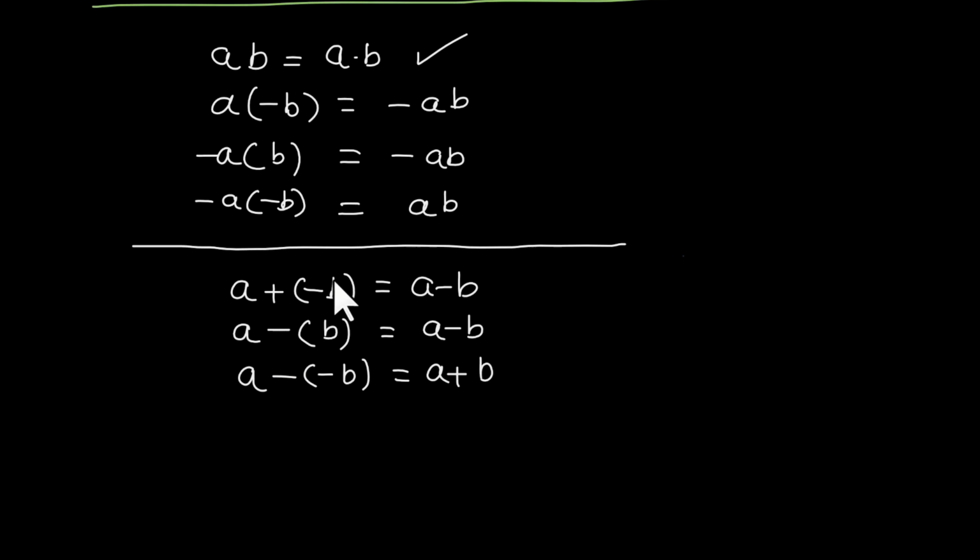In summary, this is addition of negative b with a, this is subtraction of positive b from a, and this is subtraction of negative b from a.